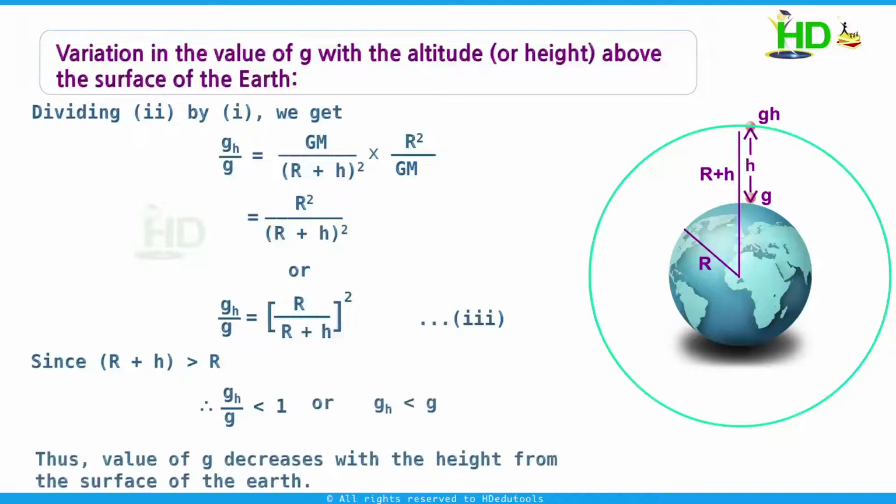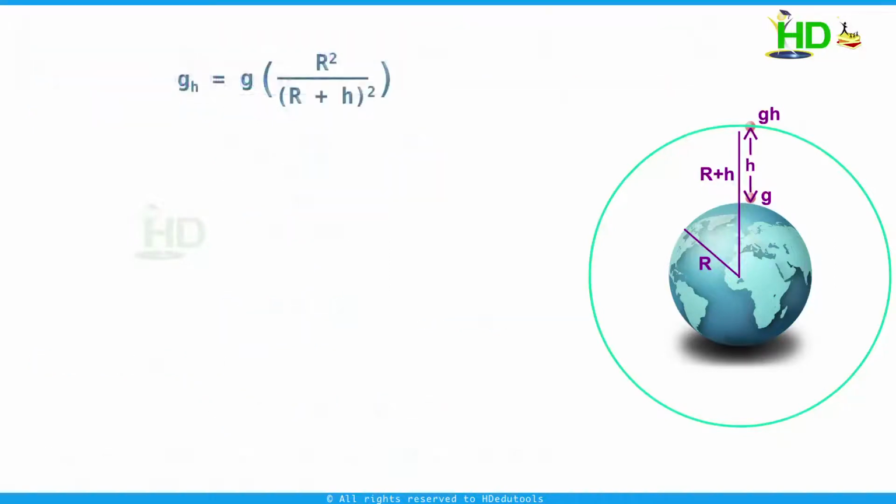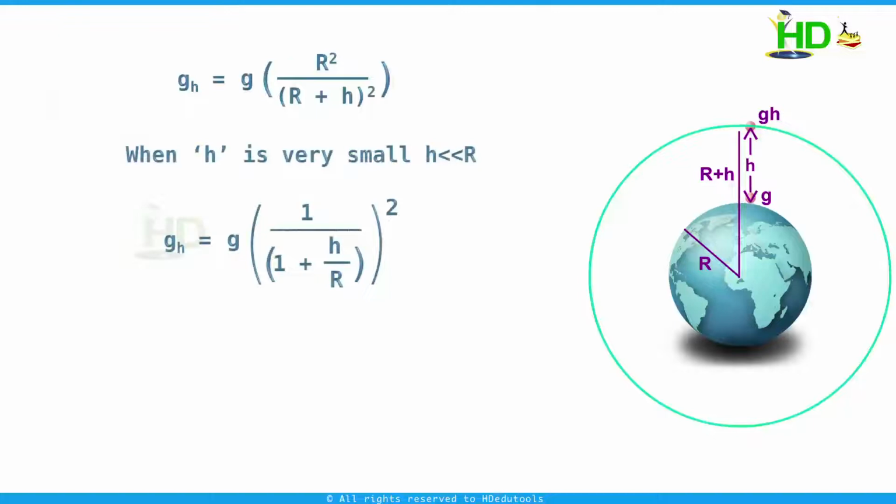If the value of h is very small, this can be written as g_h = g × 1/(1 + h/R)², and using mathematical relations, we can write this as g_h = g(1 − 2h/R). If the value of h is very small compared to the radius of the Earth, then we can apply this formula.